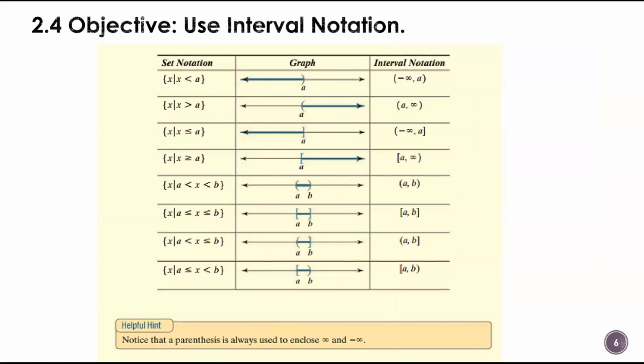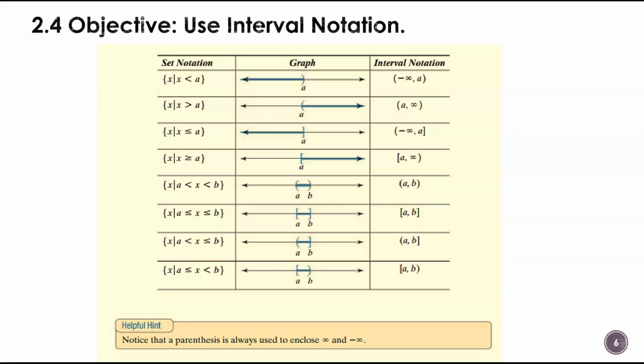Okay, so here's several graphs showing x is less than a, x is greater than a, x is less than or equal to a. And so this is just a way to look at the set notation, the graph, and interval notation and how they're all related. You should be able to take any one of these and then draw the other two, or write out the other two based on that. Notice that we only use parentheses when we enclose infinity or negative infinity, because you can't include those, right? That's not just a number.